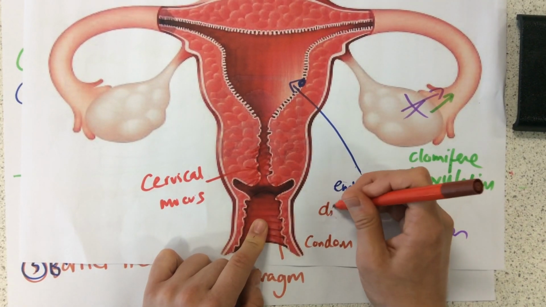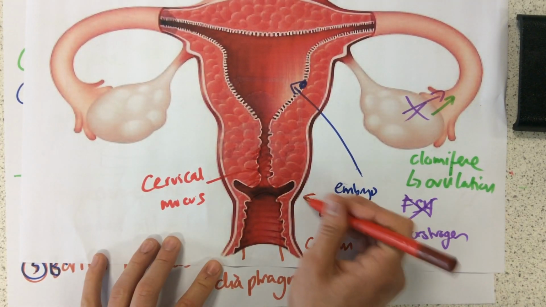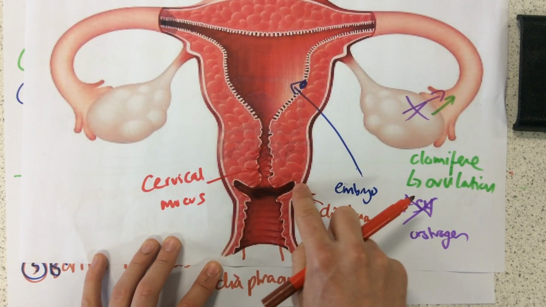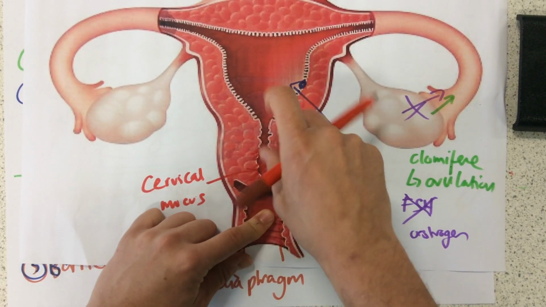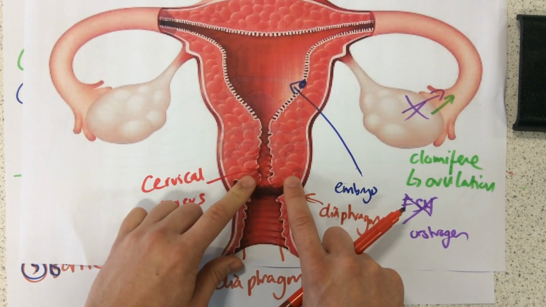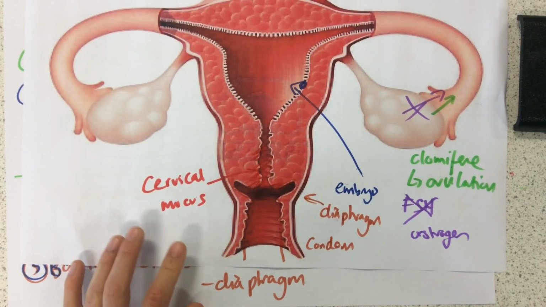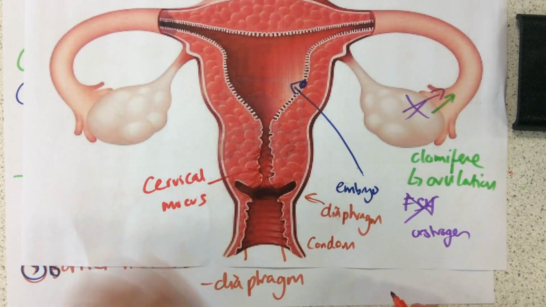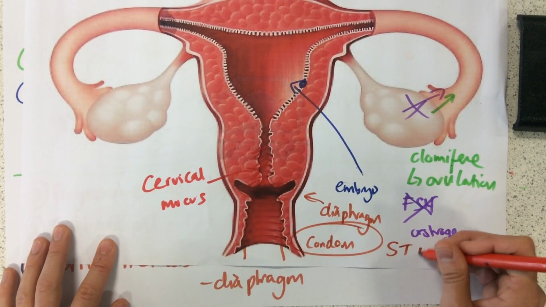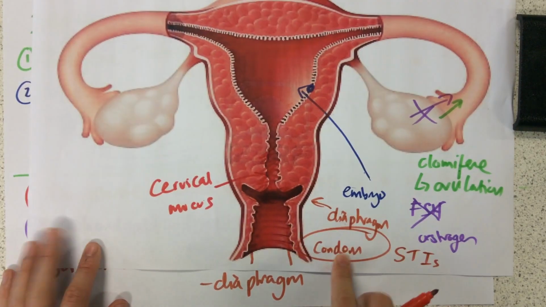Also, the diaphragm is a device that fits around here, just between the vagina and the uterus. It fits just below the cervix, and it stops the sperm being able to get through to the egg cells. So these are both barrier methods. Now, the only one out of all of them that stops the spread of STIs is the condom.